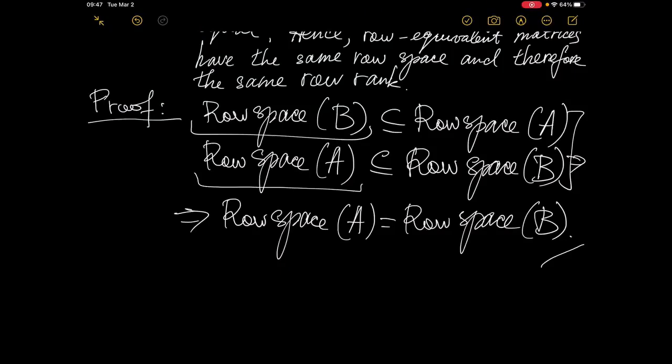If we have mutual inclusion, the only possibility is that these row spaces are equal, right? Is it clear or not? Any questions? Yes. Okay.